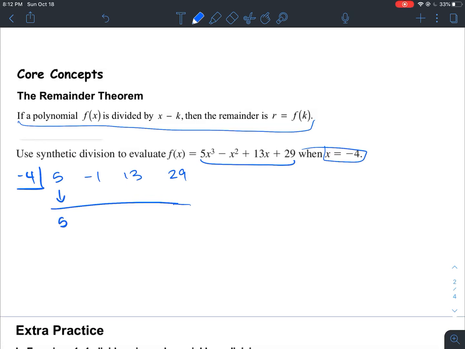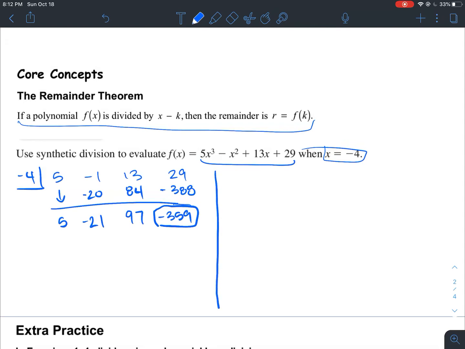So 5 times negative 4 is going to be negative 20. That's going to be negative 21. So negative 21 times negative 4 is 84, so that should be positive 84. And then add 13 to that, so we get 97. And that times negative 4 is negative 388. And then add 29 to that, and that's negative 359. So this is our remainder, right?